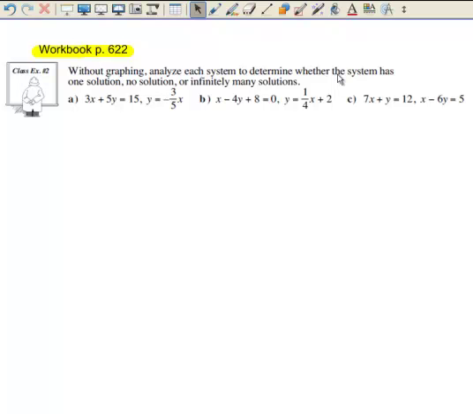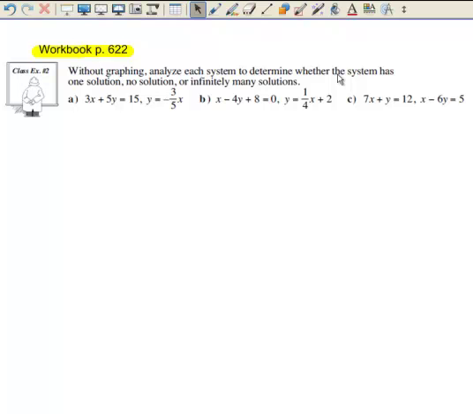A system of equations can either have no solutions, one solution, or an infinite number of solutions. That would be determined by the equations themselves. Two distinct equations would make one solution. They would intersect each other once.